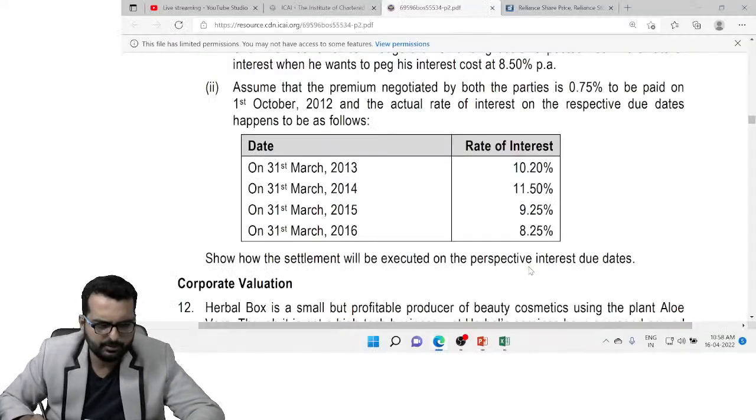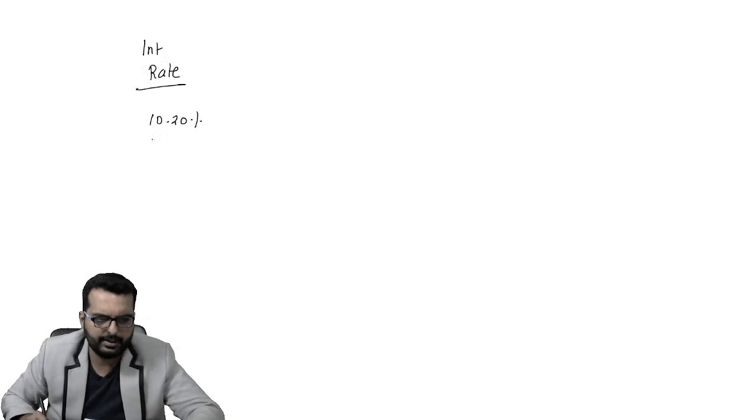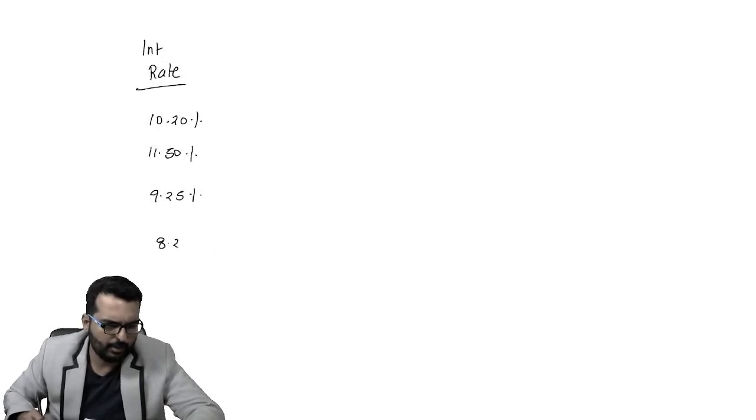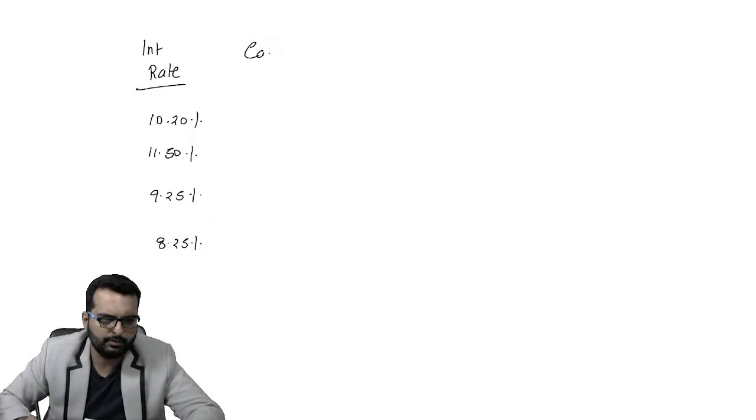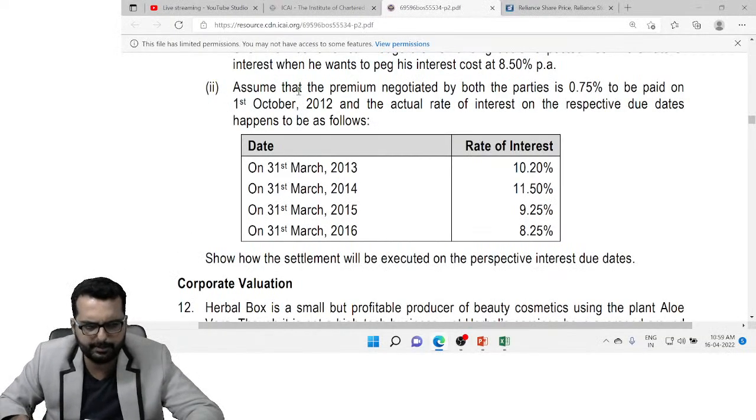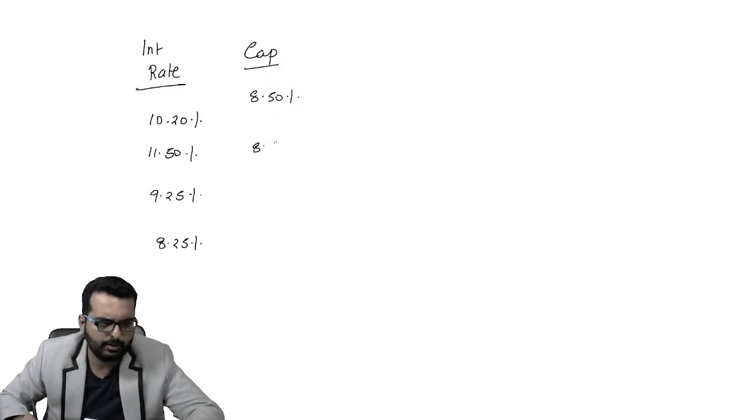Let's just write down. They have given the interest rates: 10.2%, 11.5, 9.25 and 8.25. What is the cap rate we were talking about? 8.5, right? 8.5, 8.5, 8.5 and 8.5.